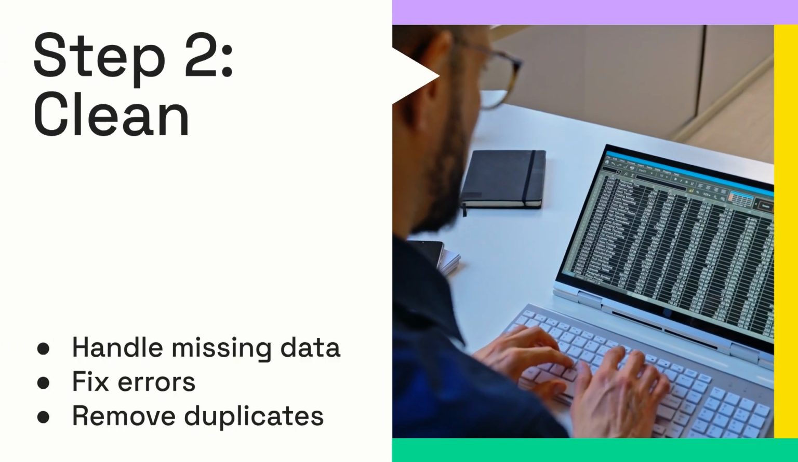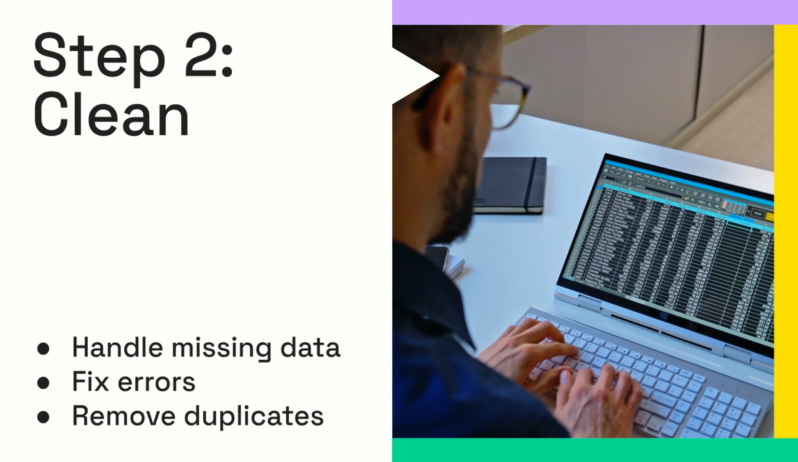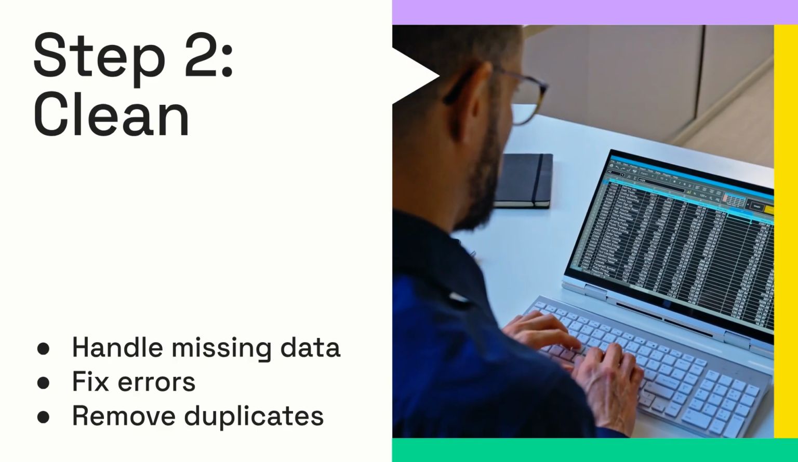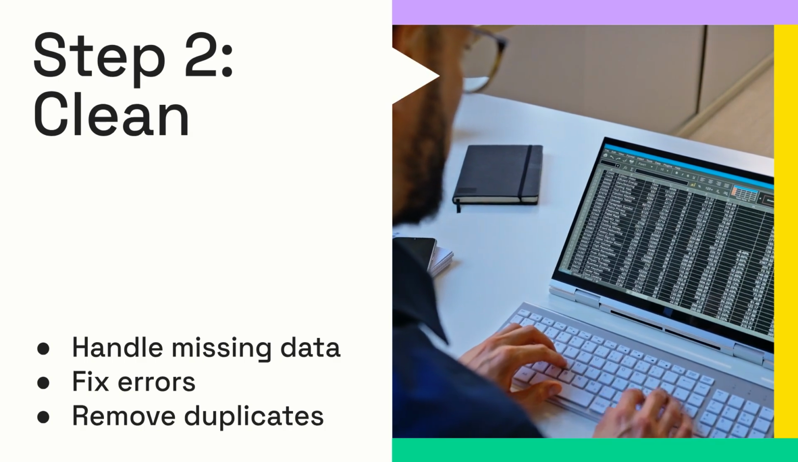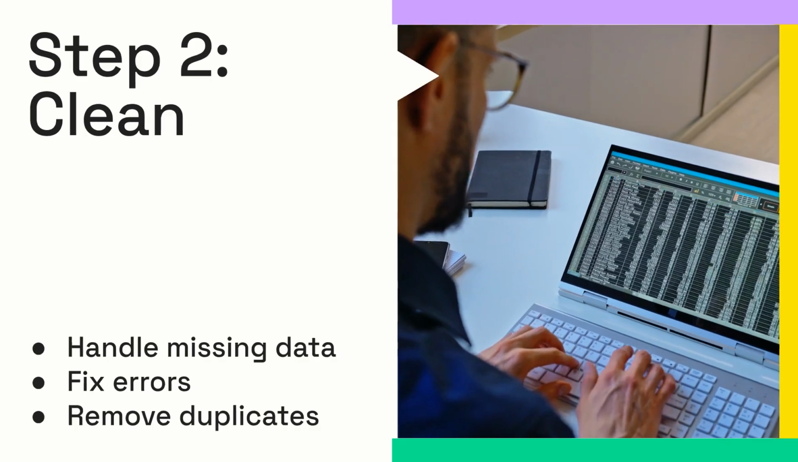Step 2 is clean. This is where the detective work begins. You handle missing values, like filling NA cells, fix obvious errors, and remove duplicate entries. A single typo or a blank cell can break your entire AI model, so this step is critical for accuracy.